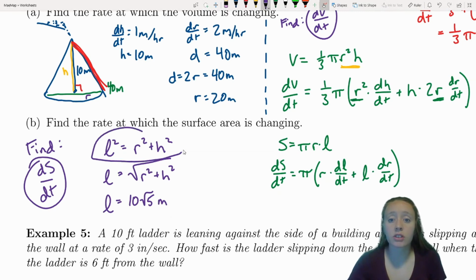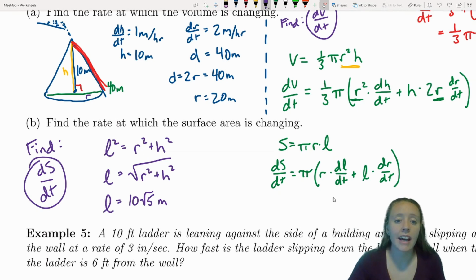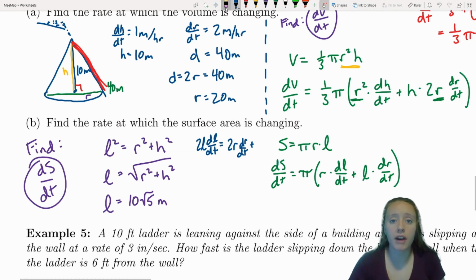Now I'm going to take the derivative of this formula to see if I'll be able to solve for dL/dt in order to use that to eventually solve for dS/dt. So taking the derivative of my left-hand side, remembering the chain rule, that's going to be 2L dL/dt. And that's going to be equal to 2r dr/dt plus 2h dh/dt. And I'm running out of room, so I'm going to move everything over.